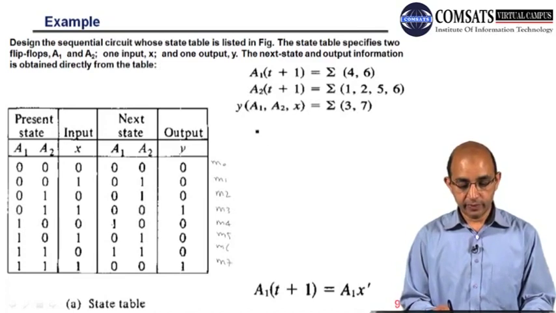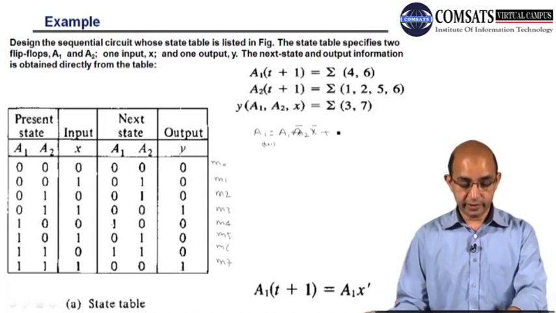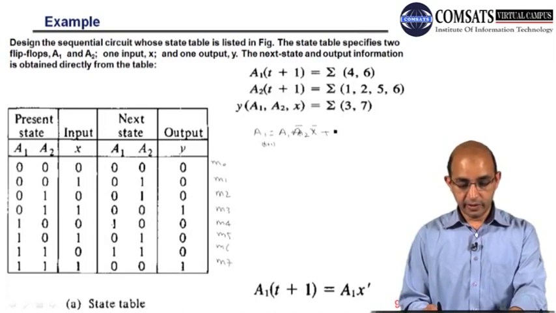So for A1, let me write down the minterms. We have 4. For 4, we have A1 at t plus 1. I have to mention this is t plus 1, so I'm writing this in the subscript, and if I have no subscript, it means that we have t. This is the convention I have set. So A1, A2, and x bar, plus we have to write down this sixth, this is the M6. For M6, I will be having A1, A2, and x bar.